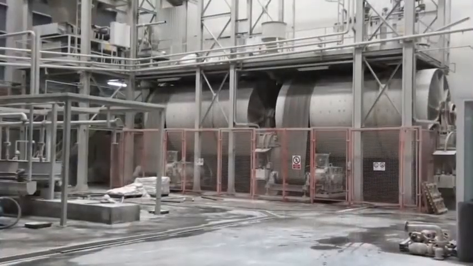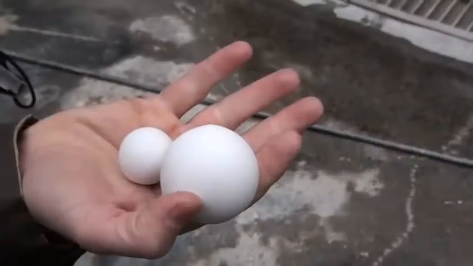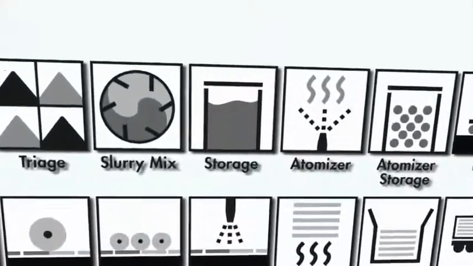The mixture is then fed into a series of mixing tanks with water and ceramic pellets to form a liquid material called slurry. Slurry is then transferred to large underground storage tanks, then fed into an atomizer.